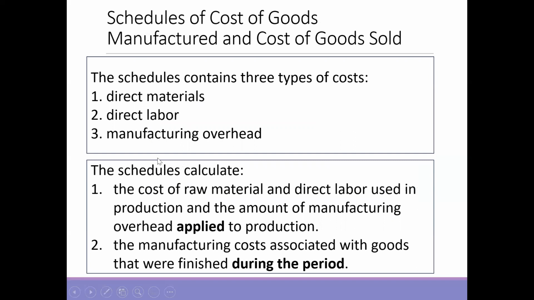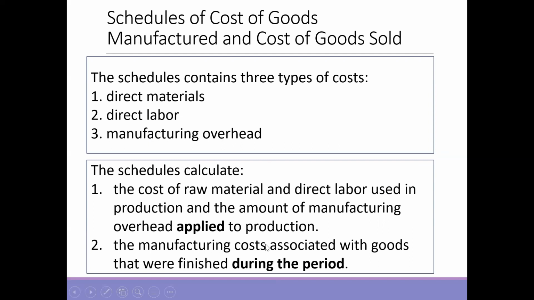Remember, the cost of goods sold and cost of goods manufactured are going to have three components here: the direct materials, the direct labor, and the factory manufacturing overhead. We will calculate the cost of raw materials and direct labor used in production and the amount of manufacturing overhead that was applied. The manufacturing cost associated with goods that were finished during the period.